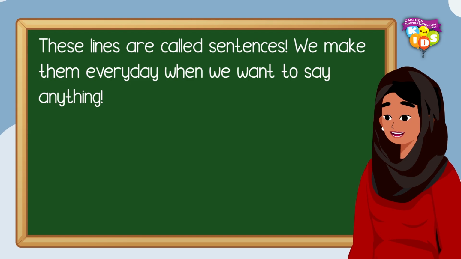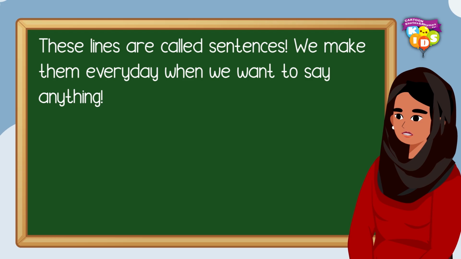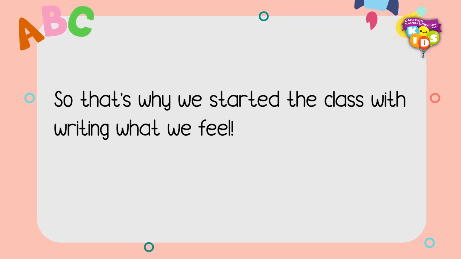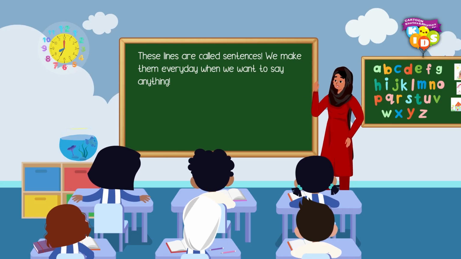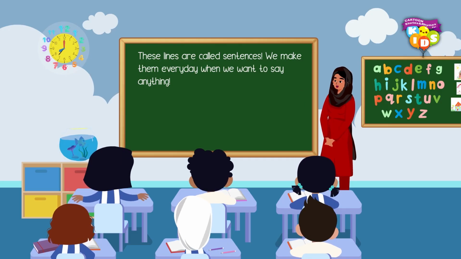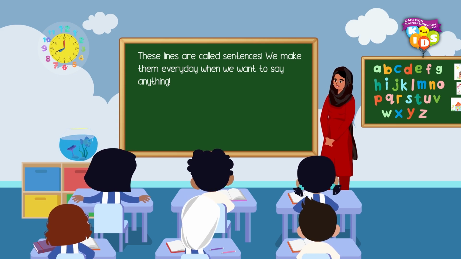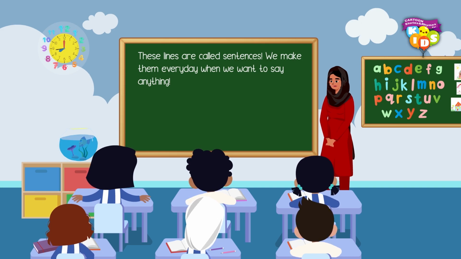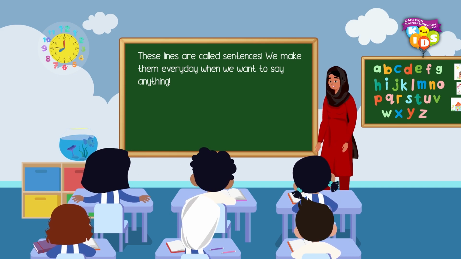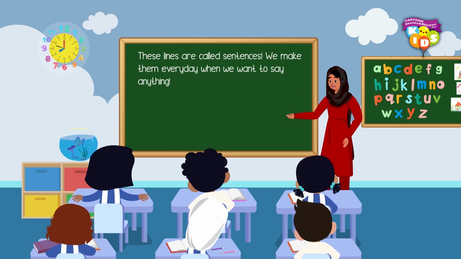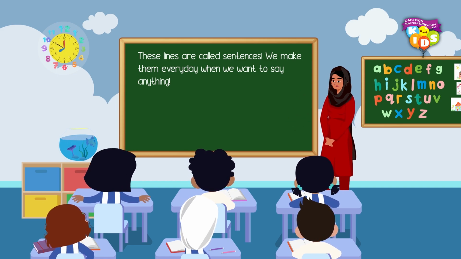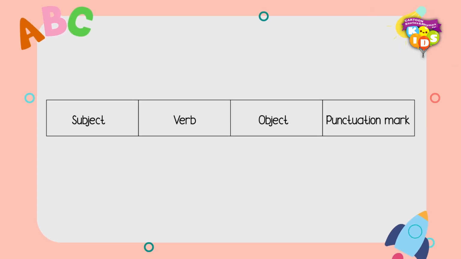Correct. These are sentences. This time, the only difference is you are writing what you're saying. So that's why we started the class with writing what we feel. Yes, that is right. We are learning how to write a sentence properly. Let us now continue understanding the structure of a sentence. One of you just mentioned using the correct order of words makes us understand the meaning. We are going to now take a look at what that correct order of words is.